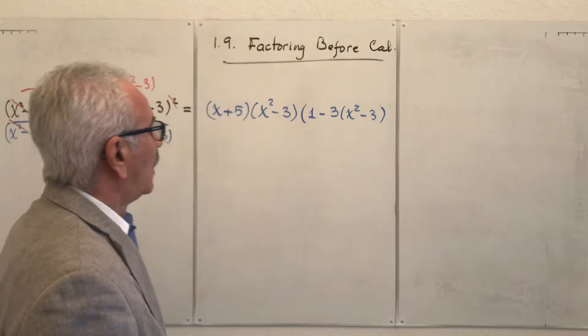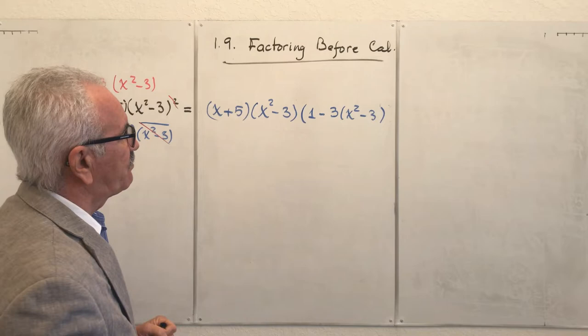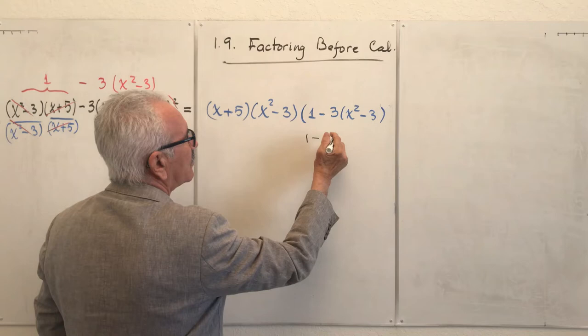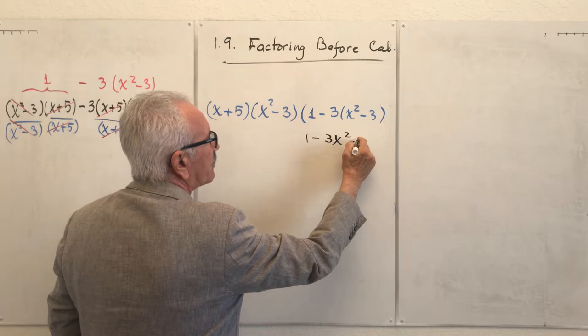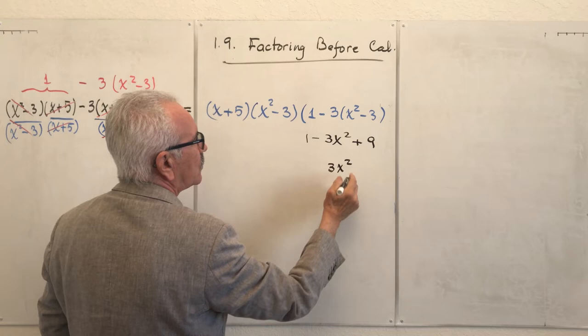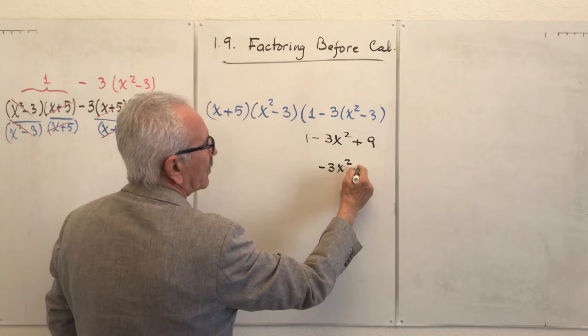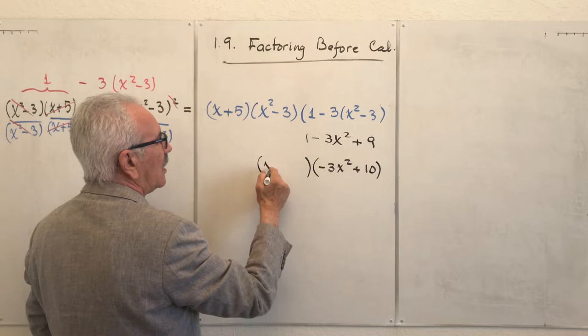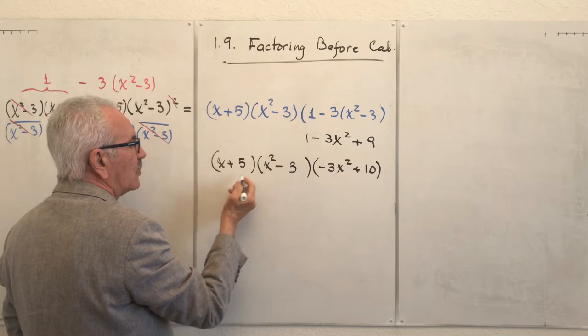Now you have the answer. What we can still simplify. What we have here is 1 minus 3 times x squared minus 3, minus times minus is plus 9. So finally, we have here negative 3x squared plus 10, times x squared minus 3, times x plus 5, which is the final answer.